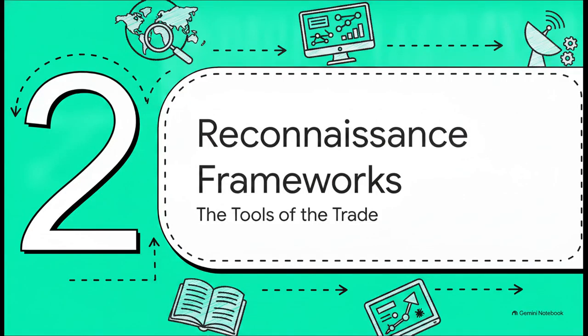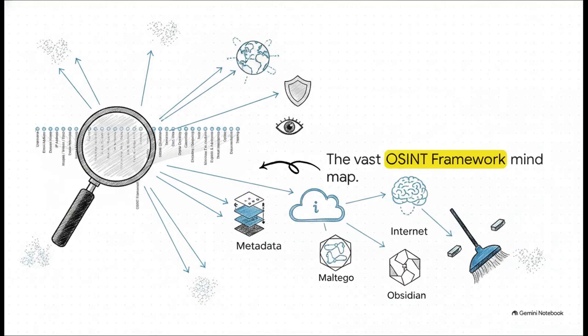Moving on to Section 2, Digital Reconnaissance Frameworks. Let's look at the tools of the trade. Now that we know what OSINT is, we can build it into actionable workflows. And wow, the sheer overwhelming scale of the OSINT framework is just incredible. It literally categorizes tools for searching absolutely everything, from IP addresses to social networks to digital metadata. Now, we use specialized tools like Maltego and Obsidian to map out these complex connections and build a really solid investigative workspace. The internet is vast, right? And frameworks like this help us navigate it systematically so we don't just get completely lost in the noise.